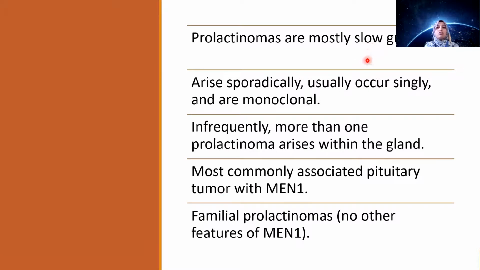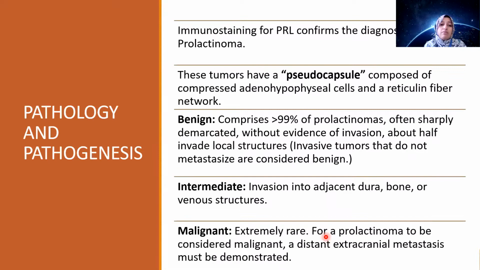Then prolactinomas are also the most slow-growing tumors. They may arise sporadically, they can occur singly and are monoclonal, but sometimes more than one prolactinoma may be present in a single pituitary gland. So one can be on the right lobe and the other on the left lobe. They are the most common pituitary adenomas associated with MEN1 syndrome. And then there is a condition called familial prolactinomas, but it has no other features of MEN1 syndrome. So if you take a family history, they can tell you that it was a prolactinoma, but you will not find other features of MEN1.